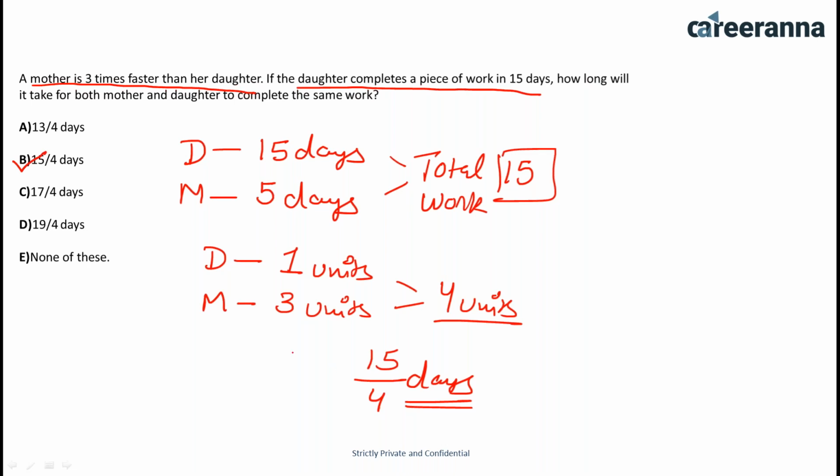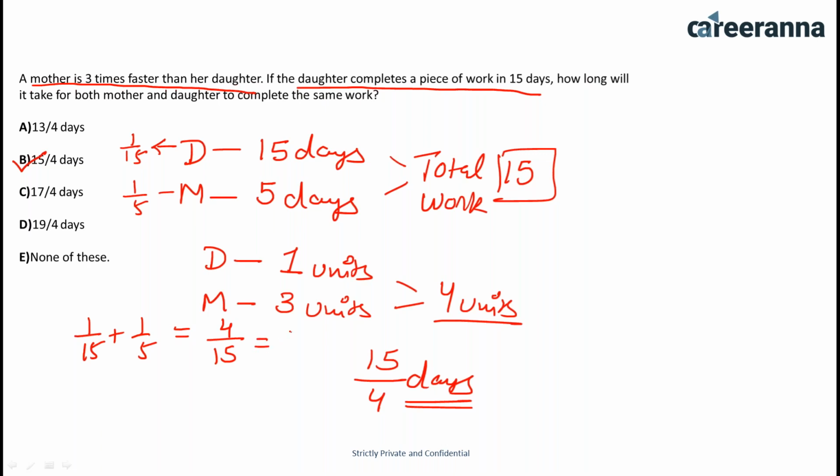You can also use the approach which is given in the book: assume the 1 day work for the daughter is 1 by 15 and for the mother it is 1 by 5. If they are working together, then you add 1 by 15 plus 1 by 5. If you solve, the LCM is 15, and this becomes 3 plus 1, that is 4. That is the unit of work completed.